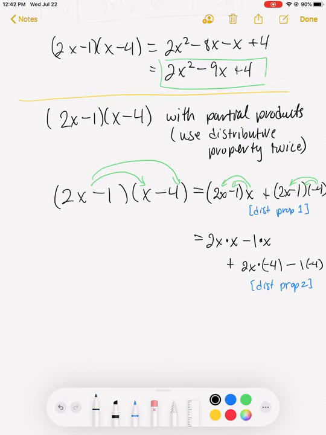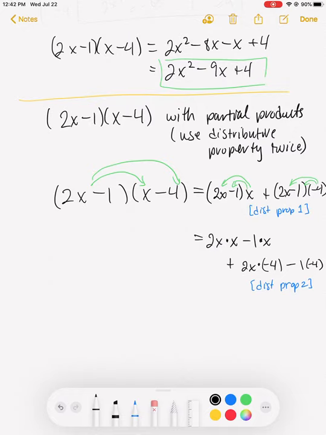This method is preferred over FOIL, okay? Now FOIL will give you the same partial products, but because I have a binomial times a binomial, which means two terms times two terms, we want to kind of avoid FOIL because we want to do just the concepts of distributive property so that when you have something like a three-term polynomial times a two-term polynomial, then you know how to expand it.